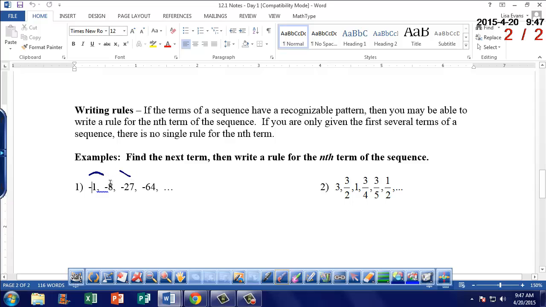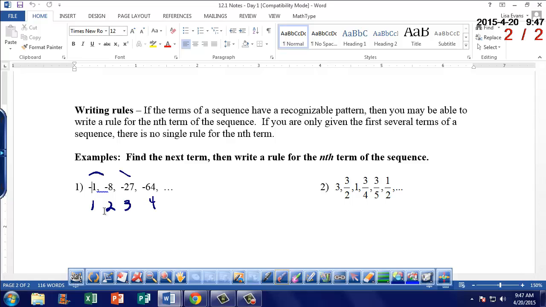I don't want you looking at it like that. I want you saying, this is my first term. What do I do to the number 1 to get -1? This is my second term. What do I do to the number 2 to get -8? This is my third term. What am I doing to 3 to get negative 27? And this is my fourth term. Same thing. So we're saying, what do I do to all 4 of these numbers to get the sequence above?